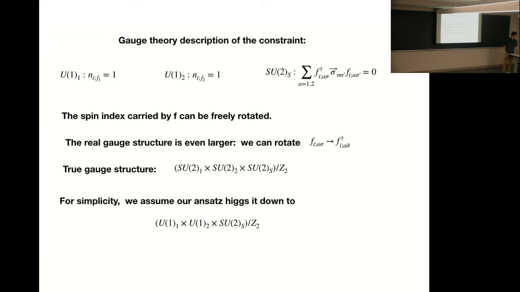Excuse me, I'm very obsessed with this type of structure. Just make sure: the U1 is embedded into the SU2 along one of the generators of SU2, like Z. It's totally okay. And what's the Z2 model? The diagonal of the 1 and 2 is identified with the S.